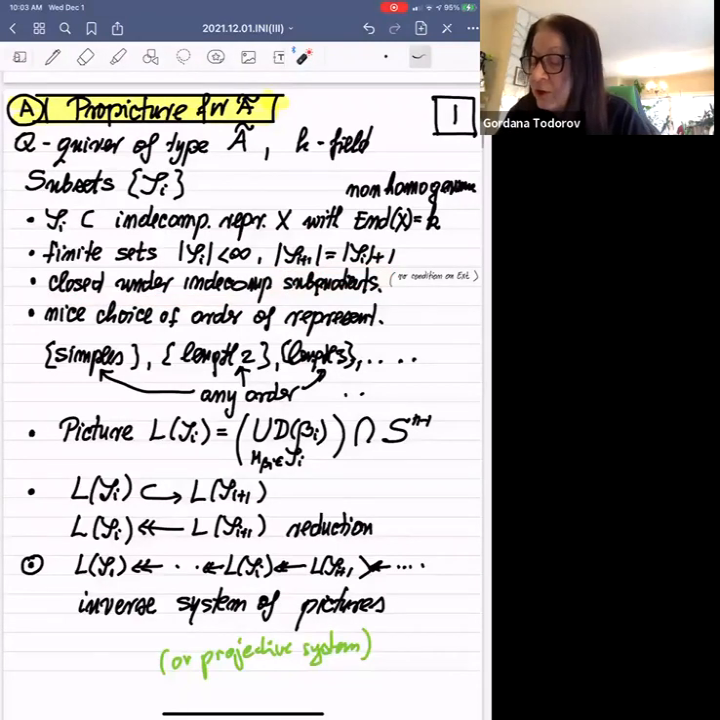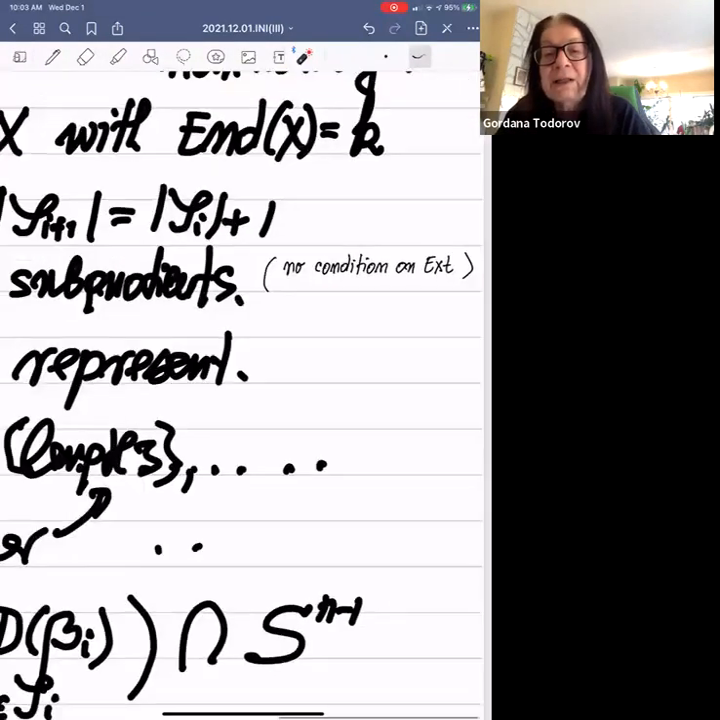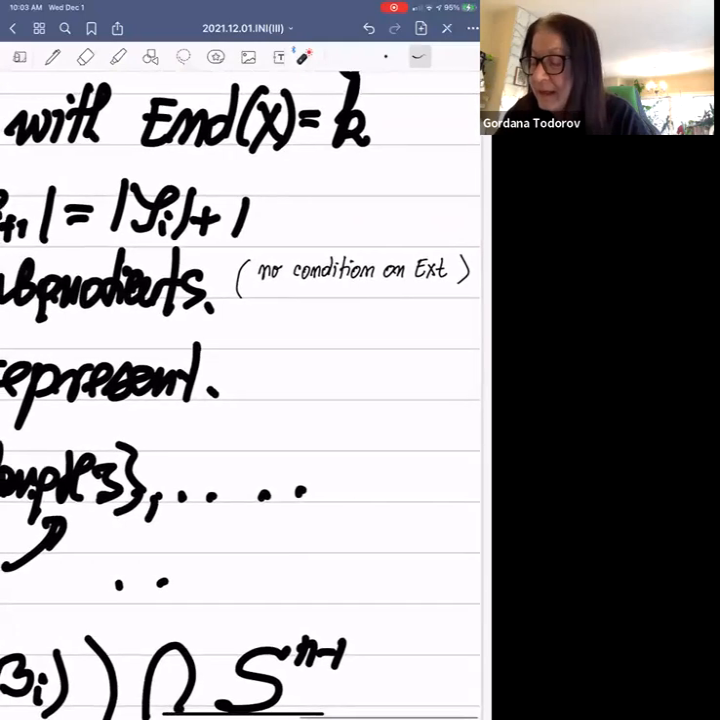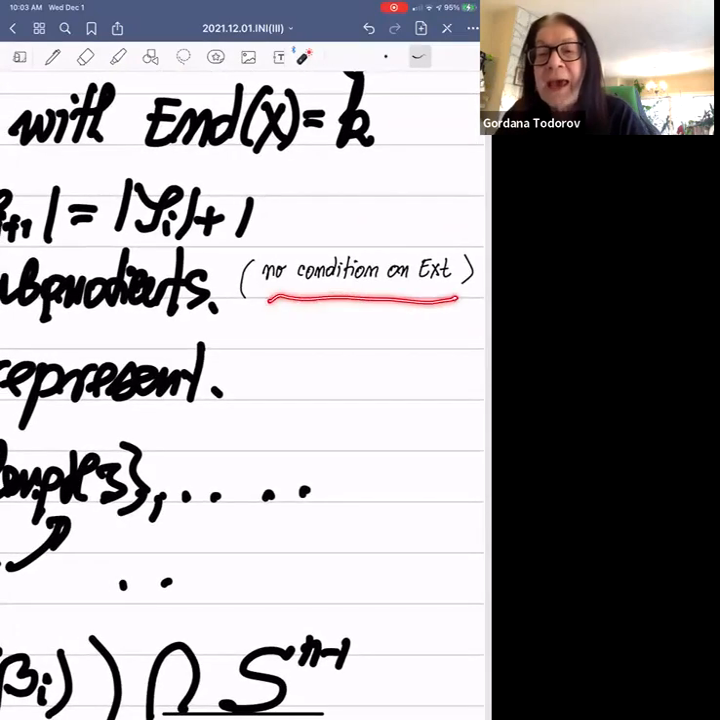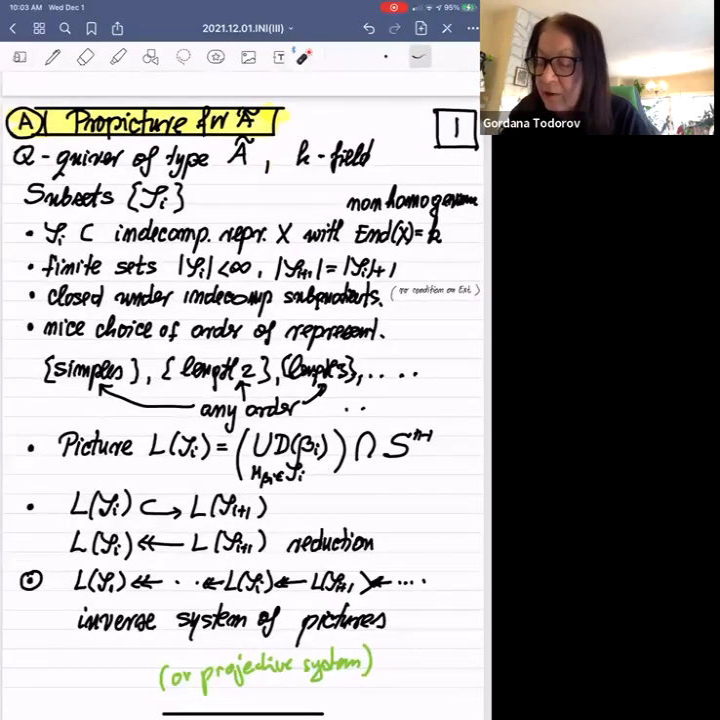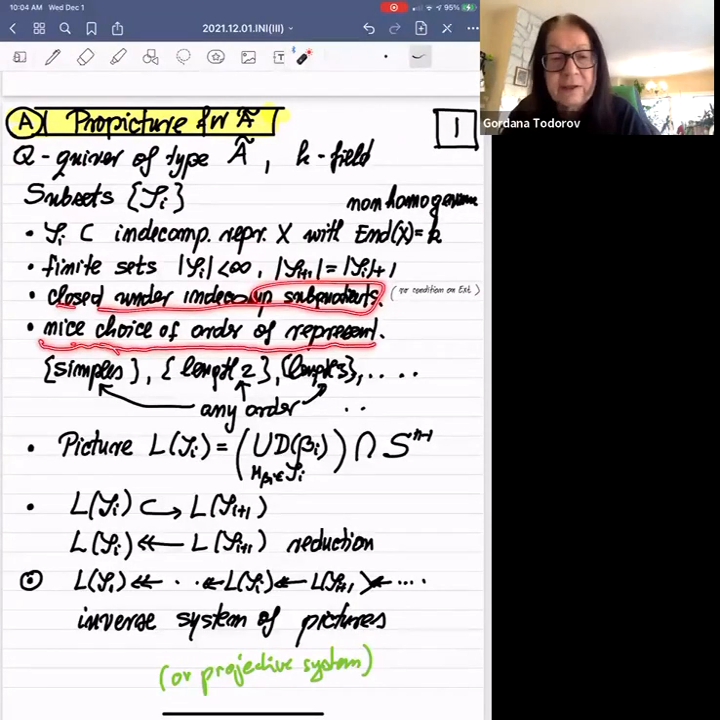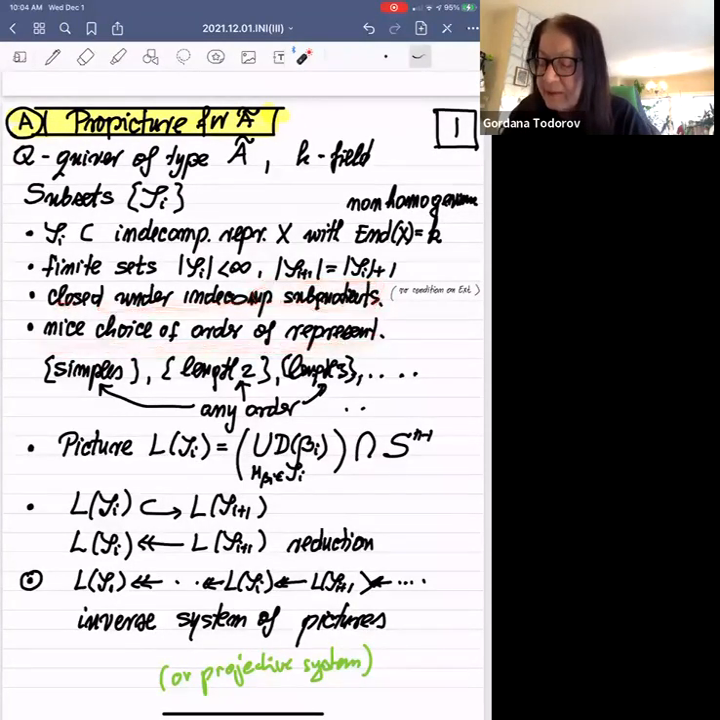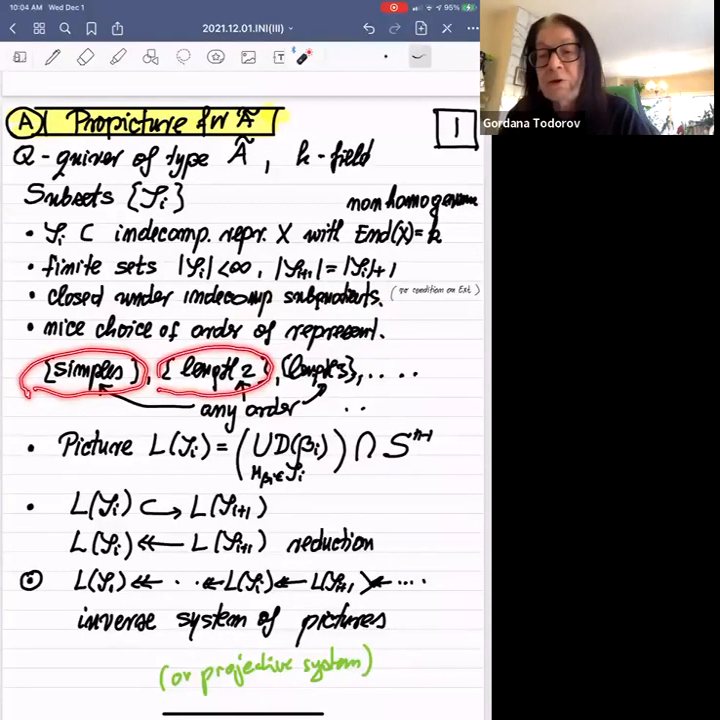And there's no condition on X now. So this is different from the talk that I gave on maximal green sequences. It is only that they're closed under indecomposable subquotients. And here's a nice choice of ordering. It's not necessary to do it this way, but this is the way we do it. You can take simples in any order. Then after that, you take all modules of length 2 in any order.